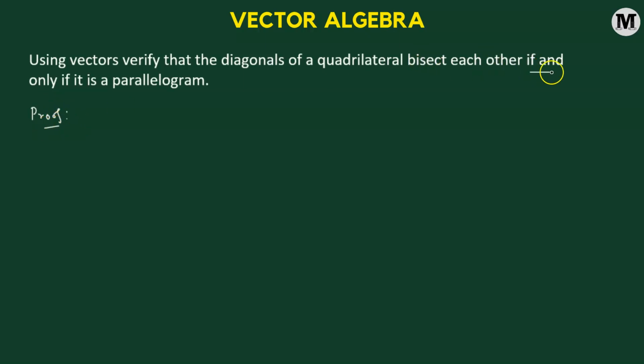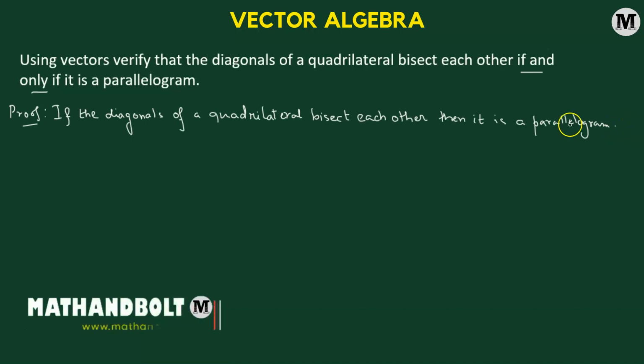This is a biconditional statement as it uses if and only if. Now that means we need to prove two parts here. So here we will show that if the diagonals of a quadrilateral bisect each other, then it is a parallelogram. So this is the first part.